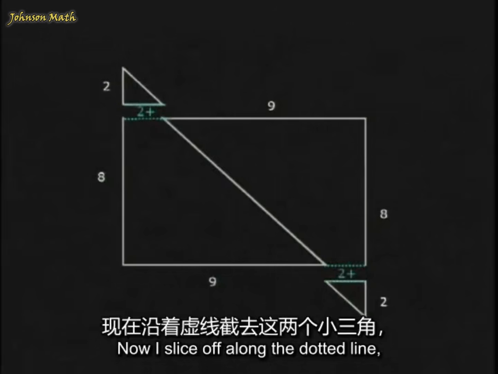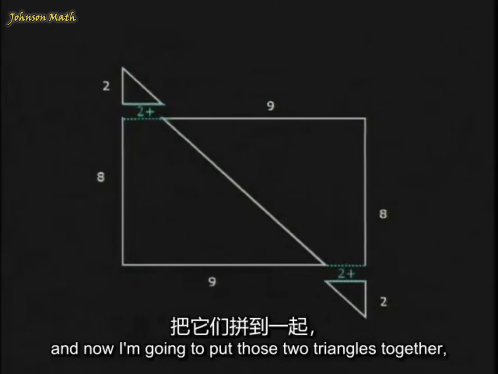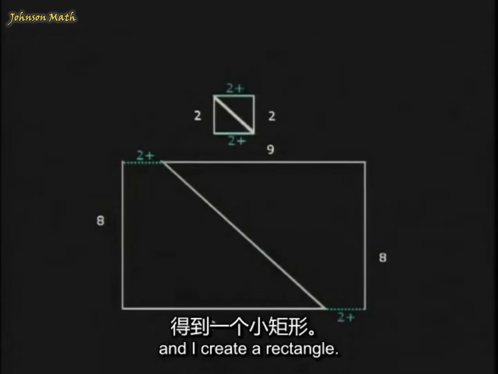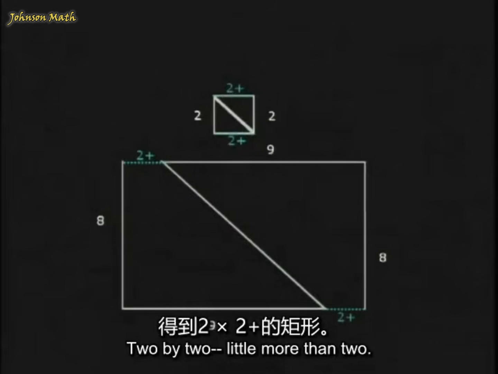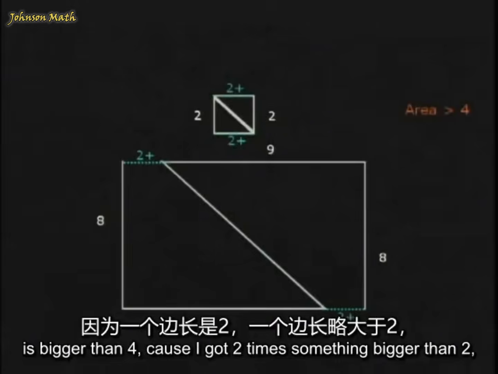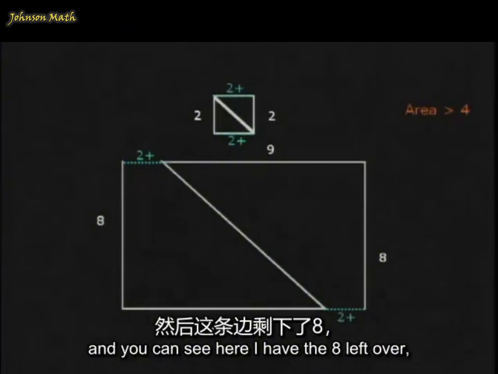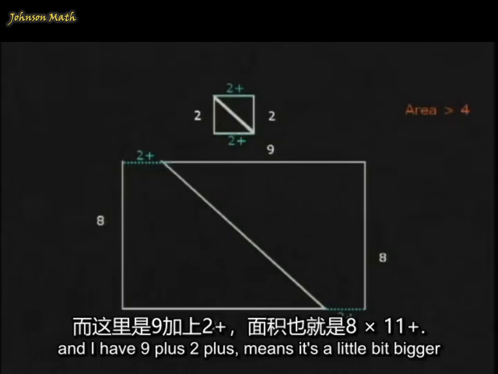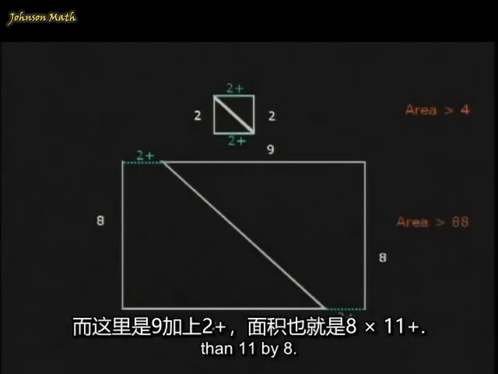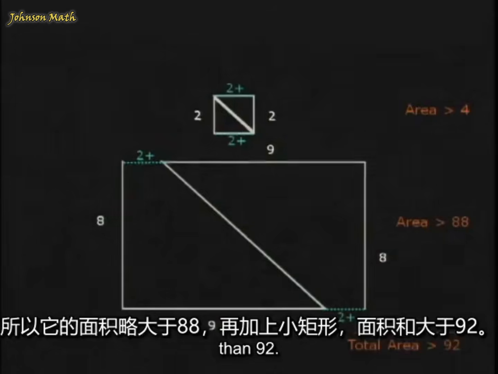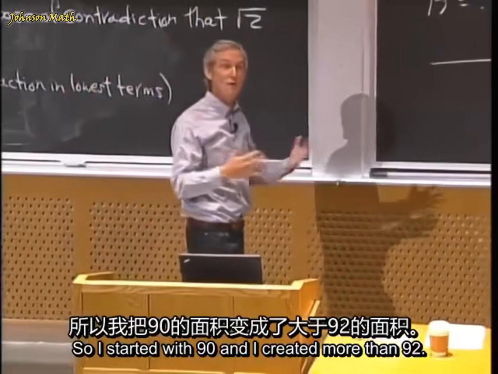Now I slice off along the dotted line. And now I'm going to put those two triangles together, and I create a rectangle, 2 by 2 plus, a little more than 2. Now the area of the little rectangle is bigger than 4, because I got 2 times something bigger than 2. And you can see here I have the 8 left over, and I have 9 plus 2 plus, which means it's a little bit bigger than 11 by 8. I got area bigger than 88. Add them up. I got area bigger than 92. So I started with 90, and I created more than 92.